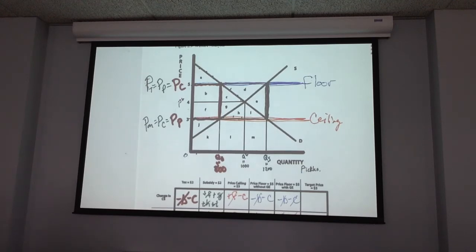Difference between what they're willing to pay and what they actually pay for each unit they consume. How many units are they consuming? 1,200. Good. So do consumer surplus first. Oh, you already did that. FG, yeah, this looks good.